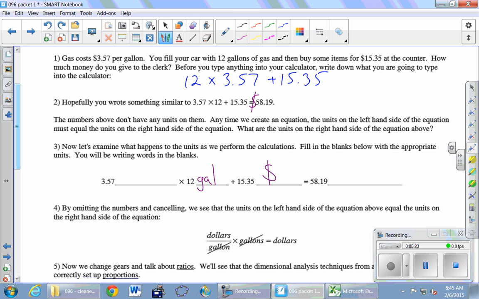And how about this 58.19? Also dollars. Okay, somebody we haven't heard from, the hard one, is that 3.57. It's 3.57 what per gallon? Dollars per gallon, right? That's the complicated one. It's $3.57 per gallon.